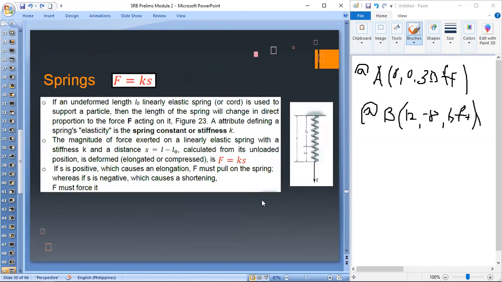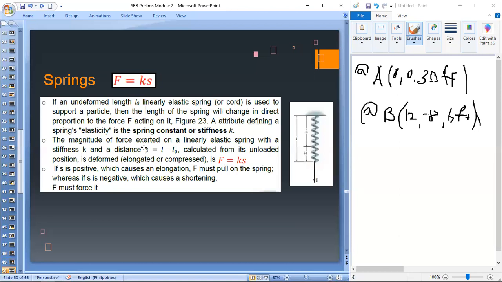So spring, may simple ka na formula, which is your force is equal to k, your spring constant or stiffness, times your distance s, pagbabago ng elongation of your spring. Proportional to F. So attribute defining a spring's elasticity, so elasticity yung k, spring constant or stiffness. Lagi mong given yan, unless given ka ng F and s, then hanapin yung constant stiffness mo.